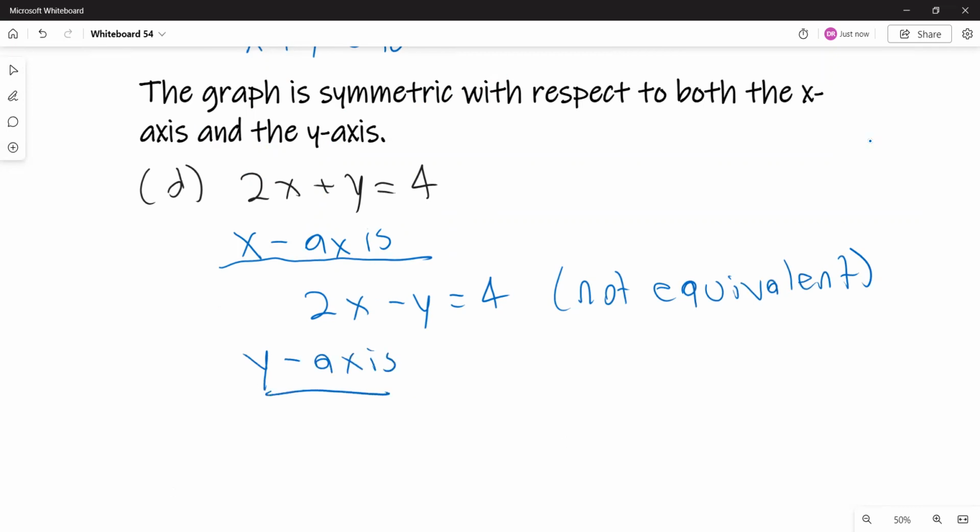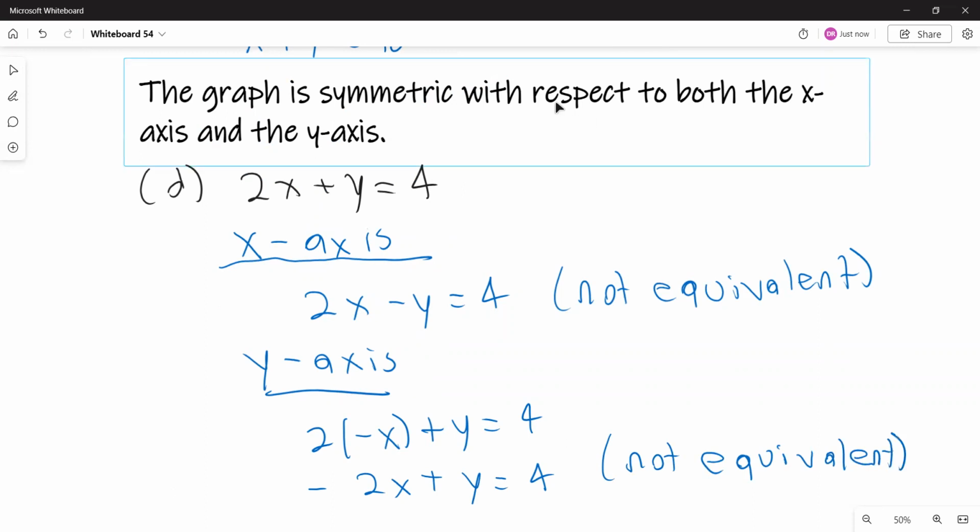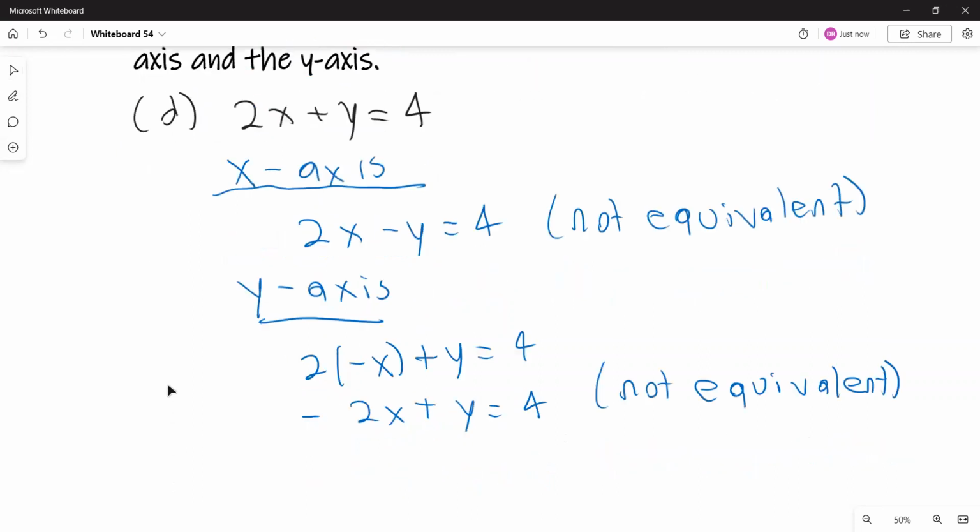And if we test for symmetry with respect to the y-axis, we have 2 times the opposite of x plus y equals 4, or the opposite of 2x plus y equals 4, which is also not equivalent to the original equation. So this is not symmetric with respect to any of the axes.